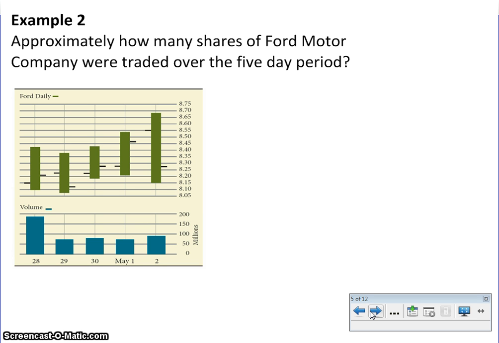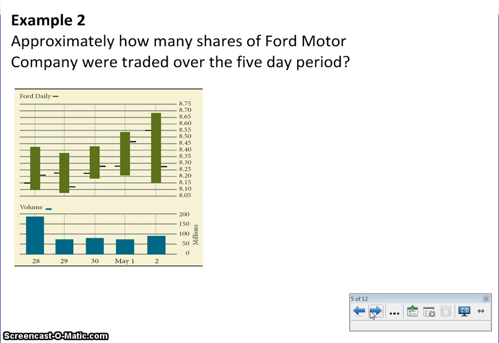Okay, example 2. Approximately how many shares of Ford Motor Company were traded over the 5-day period? Now, I'll tell you, I've reviewed this in the book, and I kind of looked at it and solved it before. My numbers look very different than the book's. So I am going to go with the book for consistency's sake, but if you're off a little bit with this, just make sure you know how to read it and that you're not reading it way off, I guess is the best way to say it.